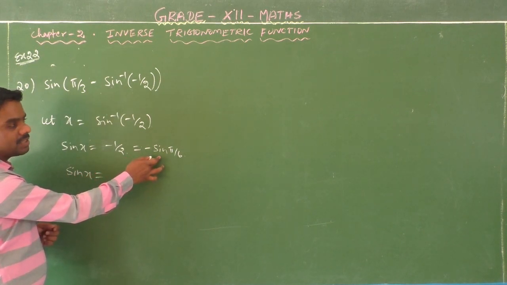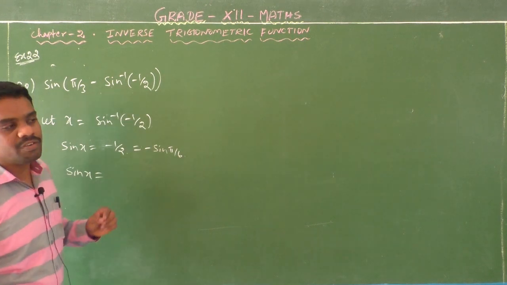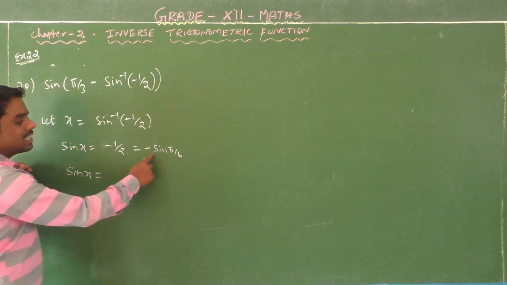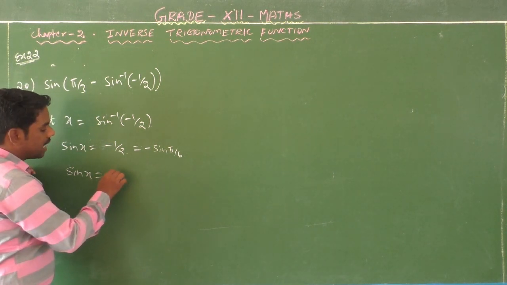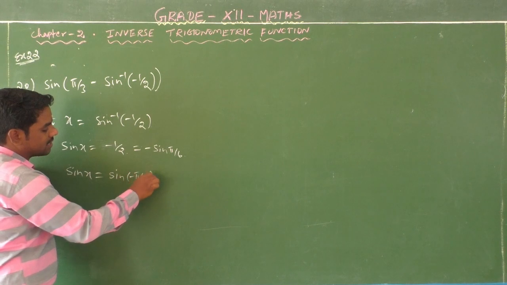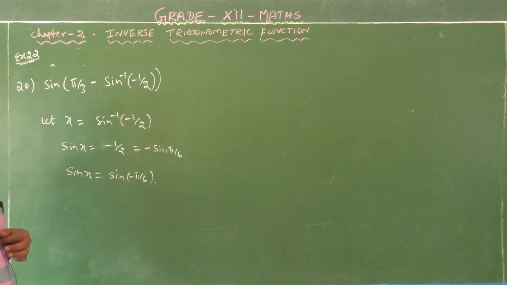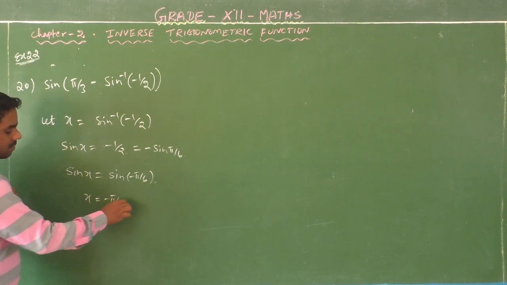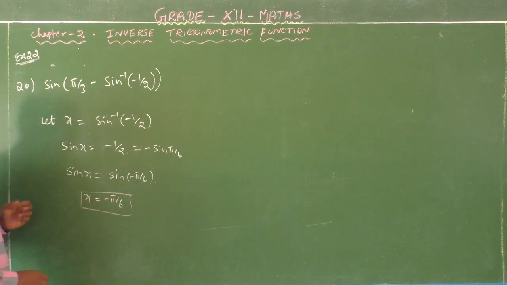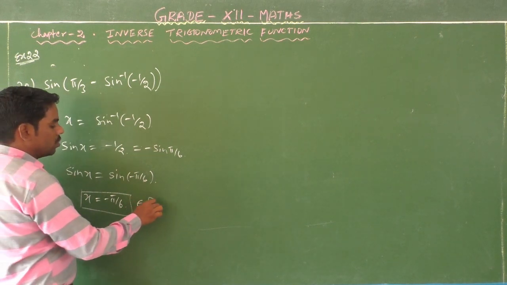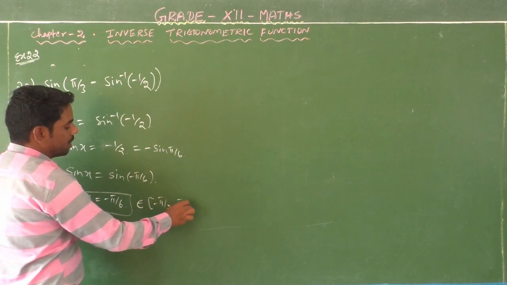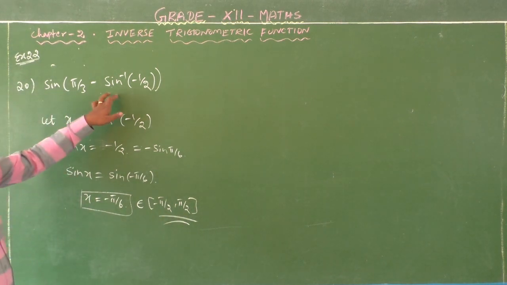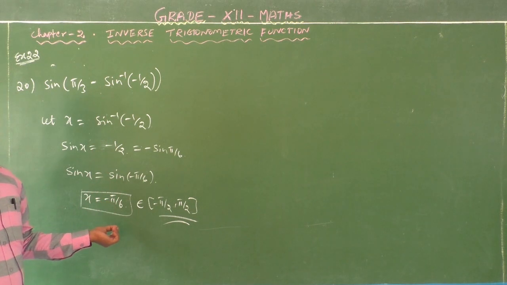We know the formula sine of minus theta is equal to minus sine theta. So minus sine pi by 6 is equal to sine of minus pi by 6. So x is equal to minus pi by 6. This value lies in the closed interval minus pi by 2 comma plus pi by 2. So the sine inverse of minus 1 by 2 is equal to minus pi by 6.